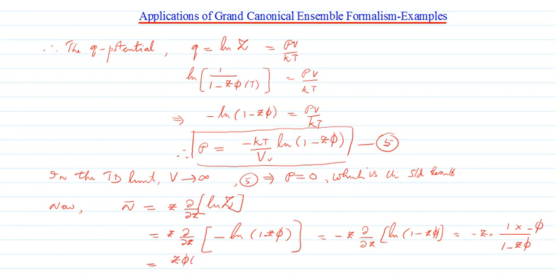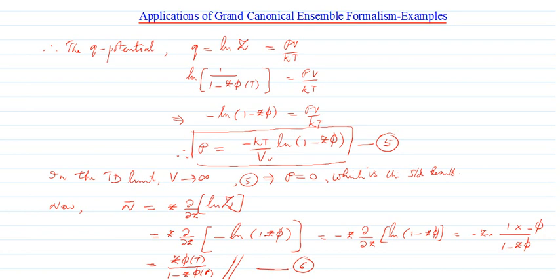Phi is a function of temperature, of course, divided by 1 minus zφ(t). So that gives you the average number of particles for a harmonic oscillator system using the grand canonical ensemble. We call it equation number 6.